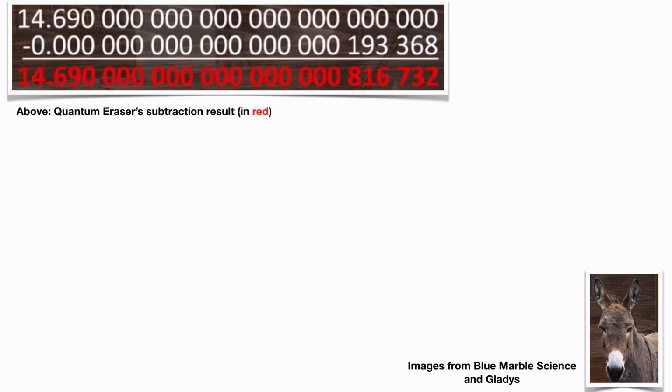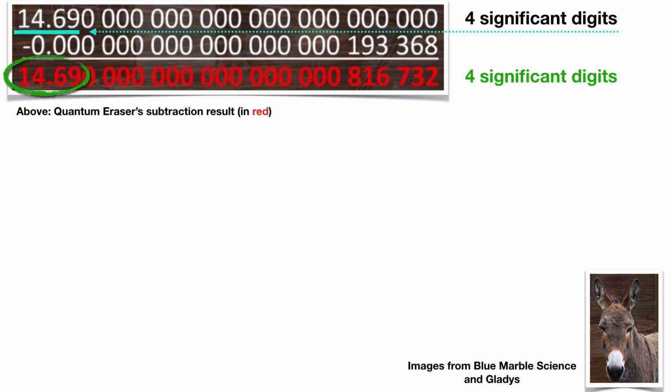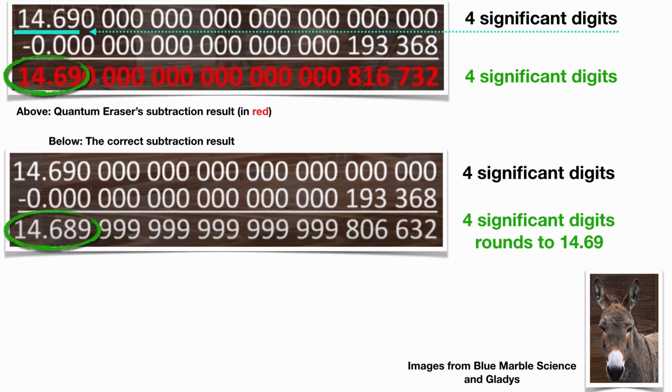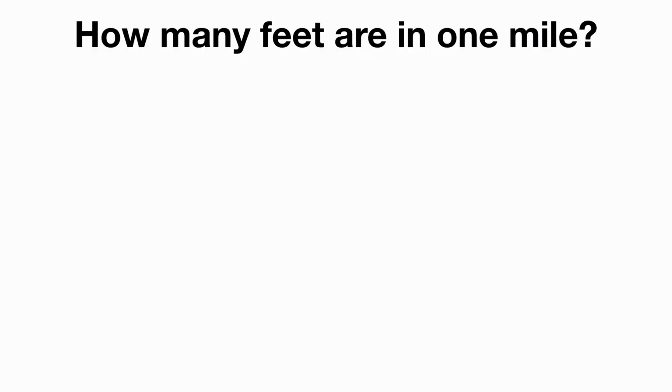So, for example, in his infamous subtraction problem, the original problem had 4 significant digits. And then he does this big subtraction. You should get 4 significant digits in your final answer. That would have been 14.69. Even if you do the subtraction correctly, again, 4 significant digits to start, you get 14.689999, but then you have to round to 4 digits, which would round to 14.69. So you'd get the correct answer either way.